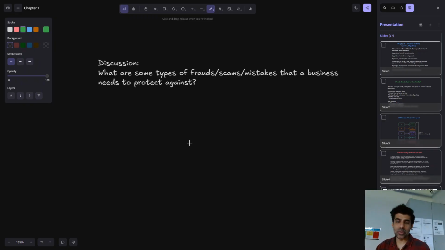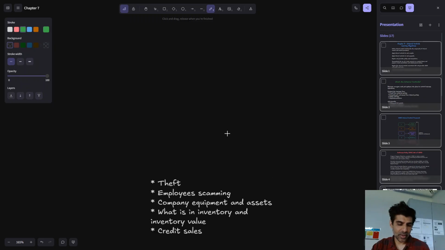So yeah, we talked about a lot of these. Theft, employees scamming, right? I think we mentioned how you could mess with the timesheets. There are different ways your employees could scam you. Your company has assets, equipment that could be misplaced or stolen. We talked a lot about inventory, right? What is in inventory? What is the value of the inventory? So these are areas of sensitivity where mistakes or fraud could happen.